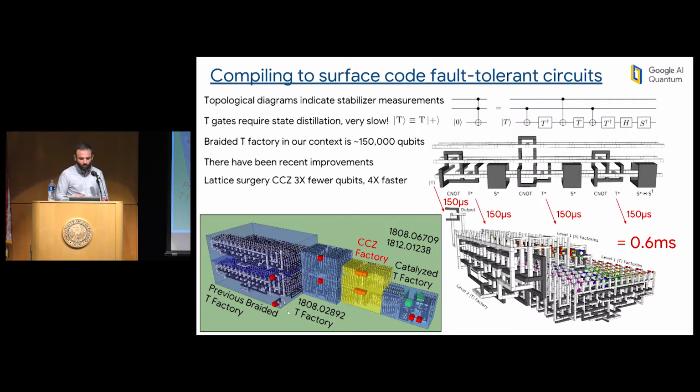The lattice surgery CCZ constructions from Craig require 3 times fewer qubits and are about 4 times faster than the previous braided factories. But still, this stuff takes a while. So let's say you thought maybe a week was a reasonable amount of time to run a calculation, and you were going to have just one CCZ factory. Then you could do about 10 to the 9 CCZ states in a week. So if you only want to have one factory, maybe try staying under 1 billion CCZs.